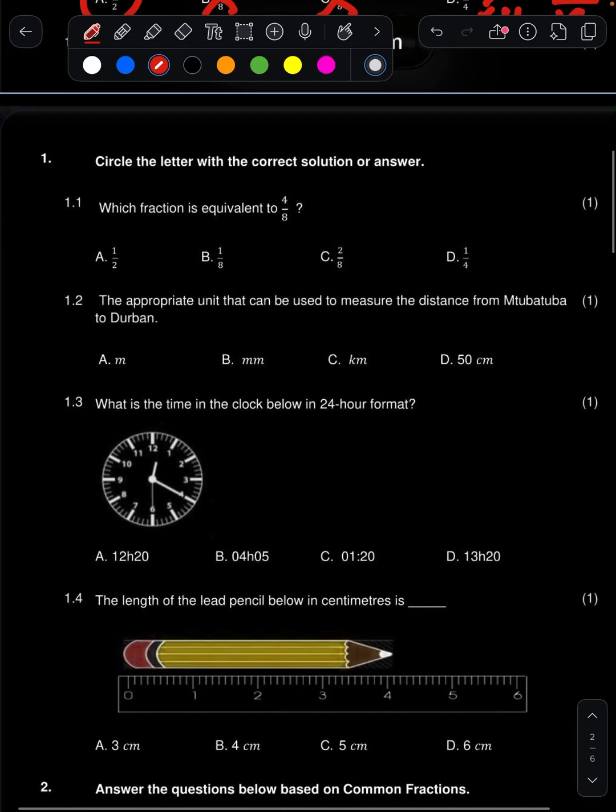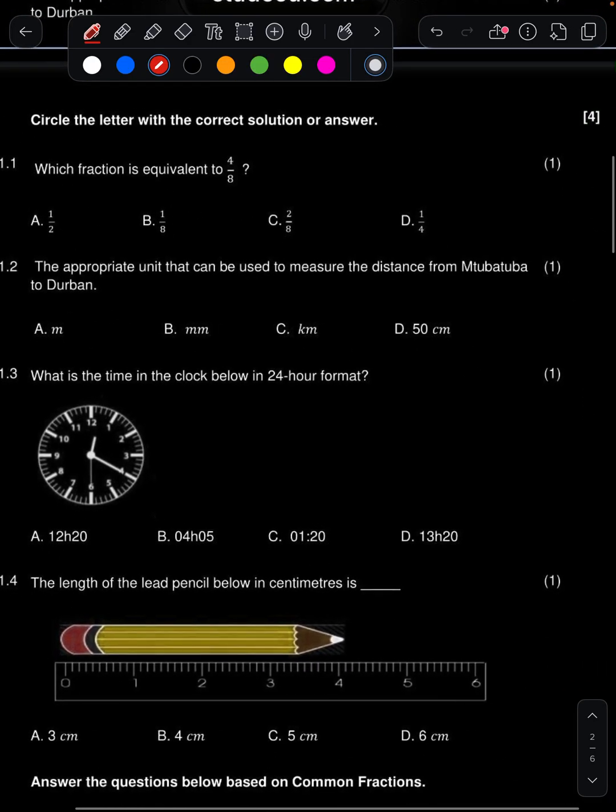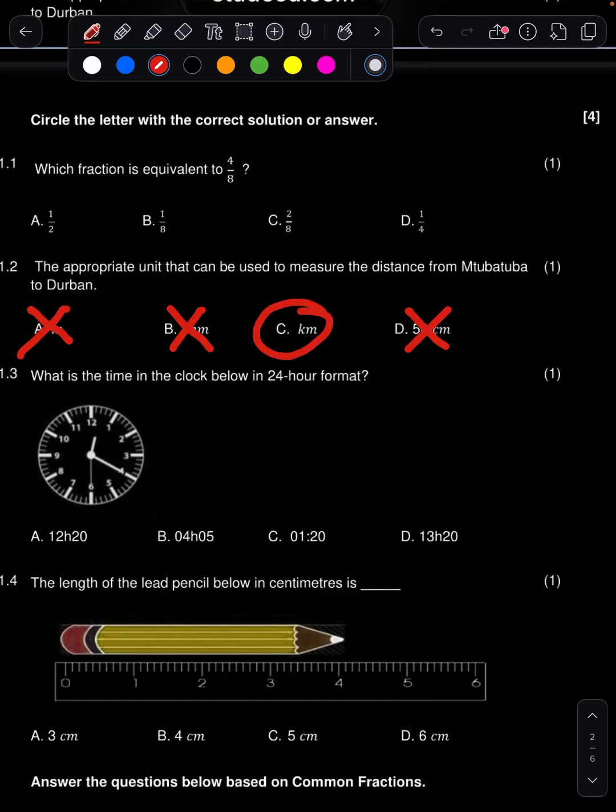Then we go on to 1.2. The appropriate unit that can be used to measure the distance from Tuba to Durban. Okay, so that is quite far. It's between cities. So it cannot be millimeters, because that's really short. Meters, yes, you could technically do meters, but it's not the best unit. It wouldn't be 50 centimeters either, and so it has to be kilometers, the best unit to measure the distance between two cities or two areas.